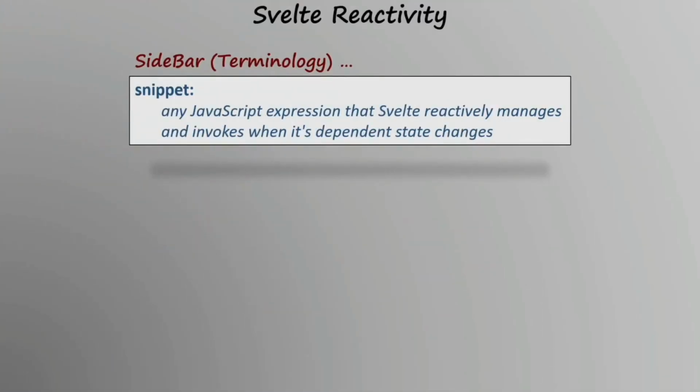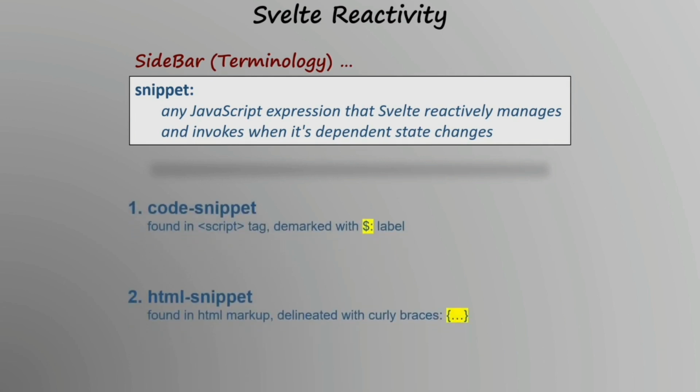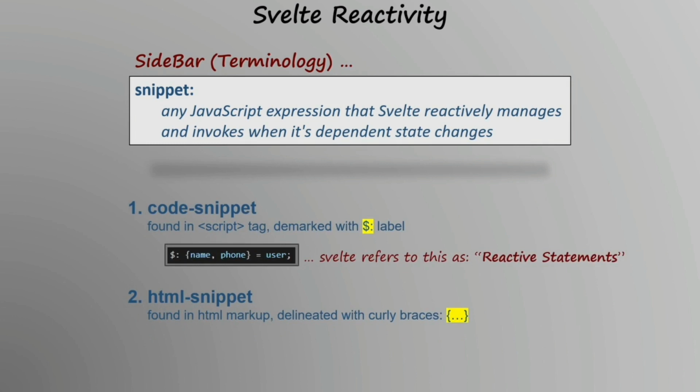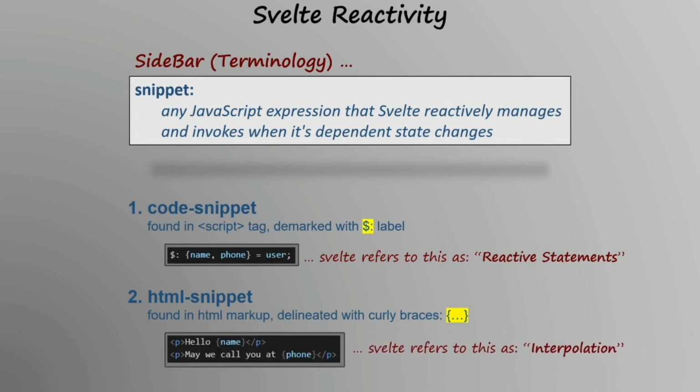So as a sidebar, I'll be using the term snippet quite frequently in this presentation. A snippet is any JavaScript expression that Svelte reactively manages and invokes when its dependent state changes. There are two forms. There's a code snippet that is found in the script tag, and that's demarked with the $ sign label, and Svelte refers to this as reactive statements. And there's also an HTML snippet that's found in the HTML markup, delineated with curly braces, and Svelte refers to this as interpolation.